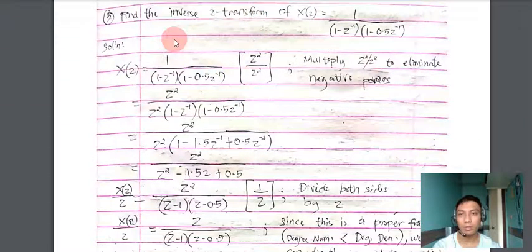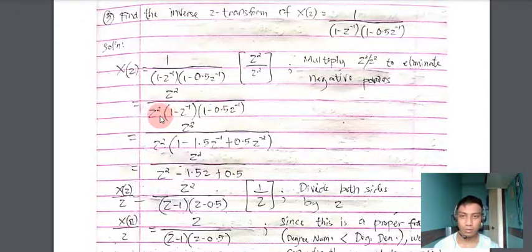Next, number 3. Find the inverse z transform of X of z equals 1 over 1 minus z raised to the power of negative 1 multiplied by 1 minus 0.5 z raised to the power of negative 1. But first, we multiply the right hand side by z squared over z squared, which is equal to 1 anyway, to eliminate the negative powers.